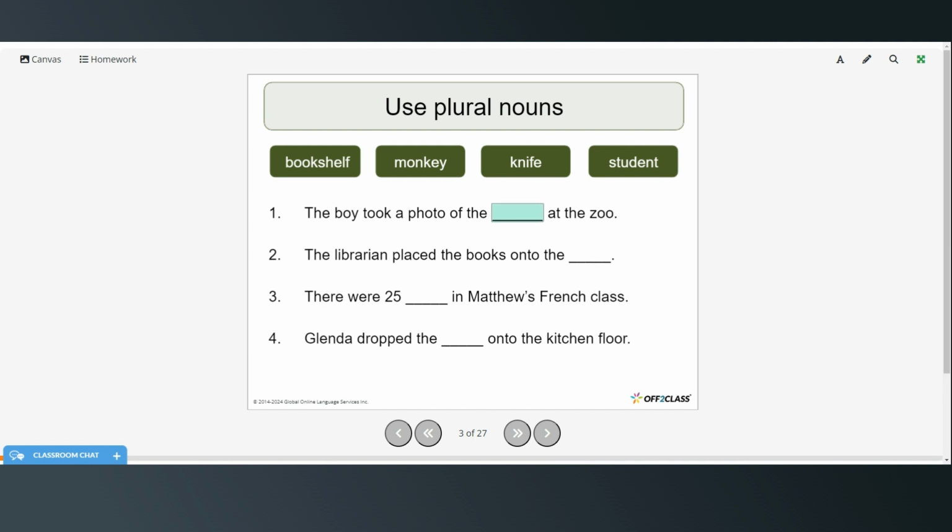Alright, here are the answers. The boy took a photo of the monkeys in the zoo. The librarian placed the books onto the bookshelves. There were 25 students in Matthew's French class. And Glenda dropped the knives onto the kitchen floor.